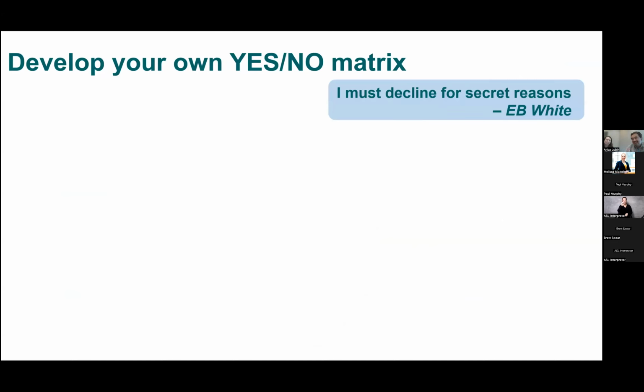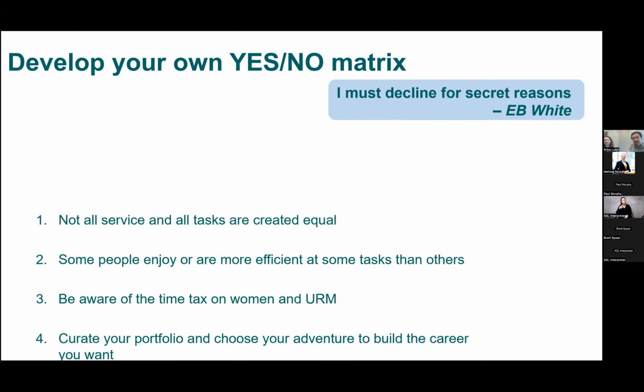And really, this is the key to helping reorganize the way you spend time: developing your own yes-no matrix. One of the things that I like to do is, you don't always have to tell people why you're saying no, okay? Saying no is okay. And if you want to use this quote, you're welcome to: I must decline for secret reasons. They don't always need to know the why, but it's important to build your own matrix.